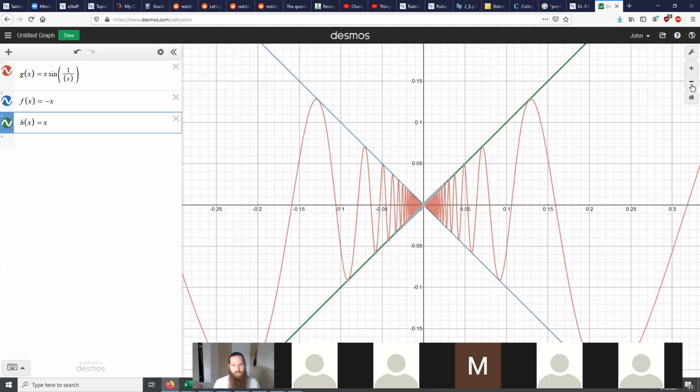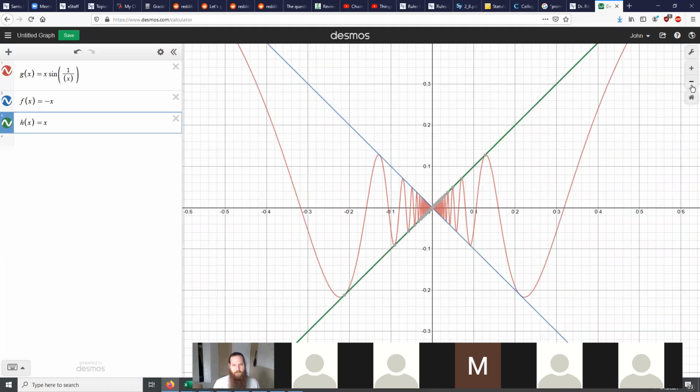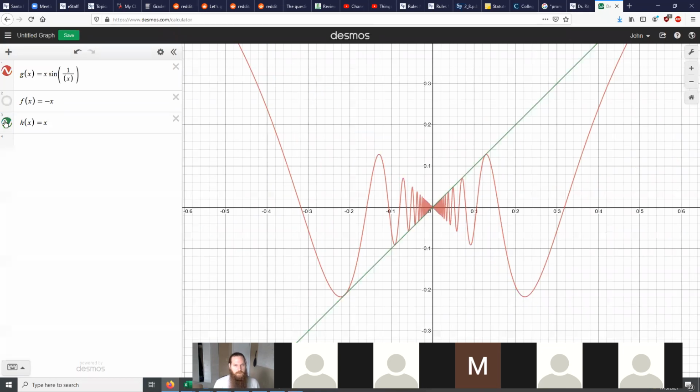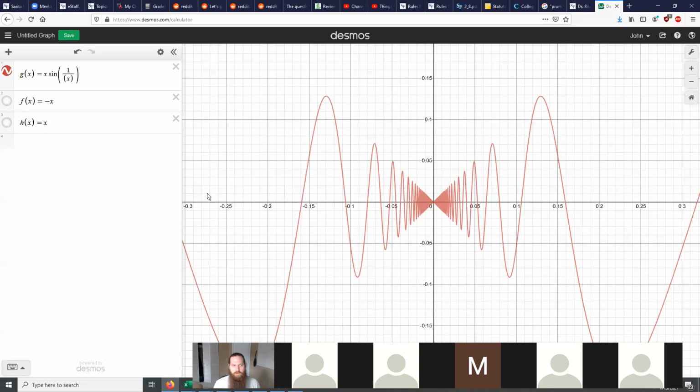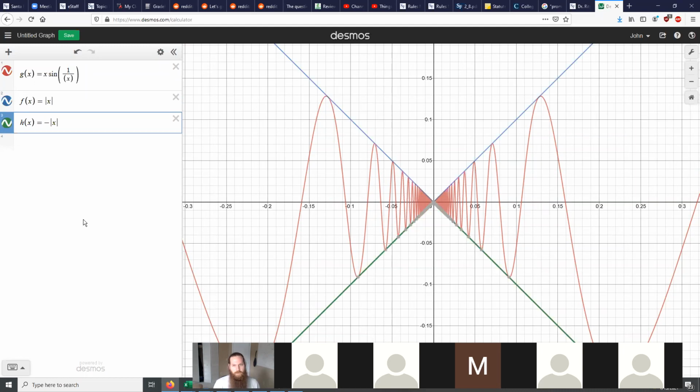Here's x times the sine of 1 over x. Again, the red function bouncing back and forth like a maniac. But as we zoom in, it looks like it might be going to 0. And we're able to find really what's going on here is I'm bounding above by the absolute value of x, and I'm bounding below by negative absolute value of x. The red function is always smaller than the blue, always bigger than the green.